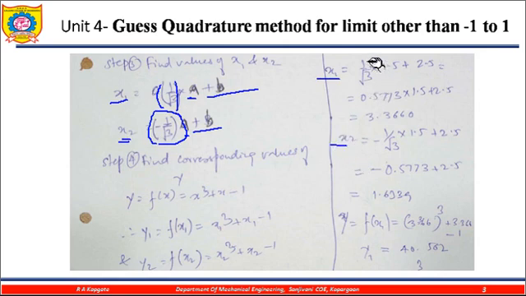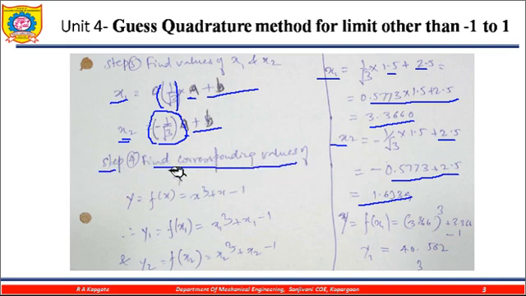So x1 is equal to 1 upon root 3 into a plus b, and by manipulation I am getting this answer. Now x2 is equal to minus 1 upon root 3 multiplied by a plus b. By manipulation I am getting my answer. Hence my step number 3 is over. Then move on to step 4.